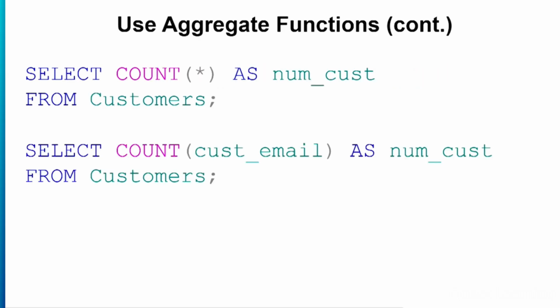Count is a little different. Count can either take a column name or it can take star. If it takes a column name, as in the second example on the screen here, it'll return the total number of rows that have a value in them and exclude the rows, not count the rows, that are null. If it's star, it'll count all rows even with null values.